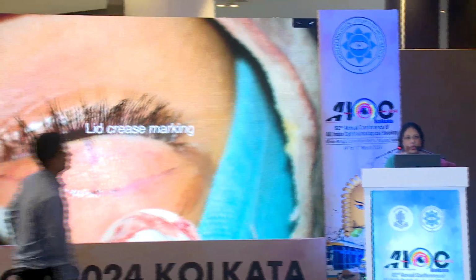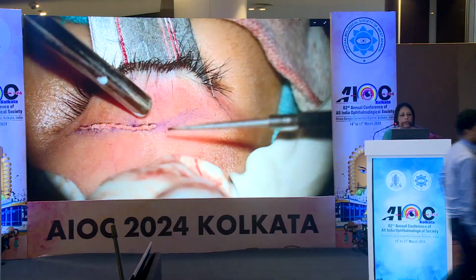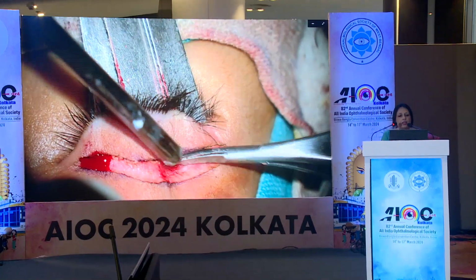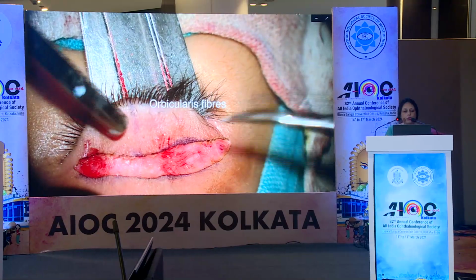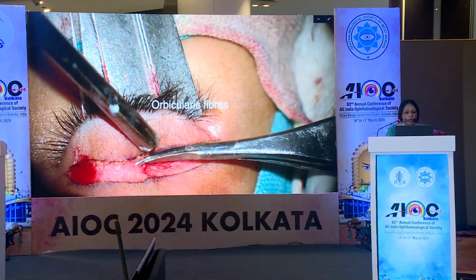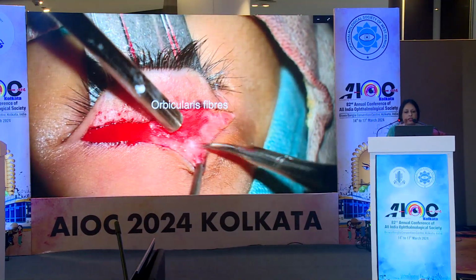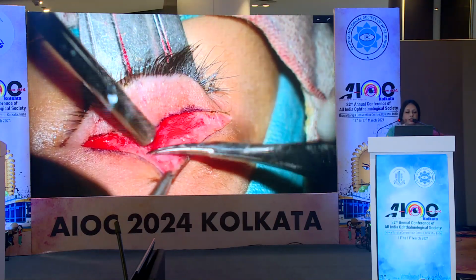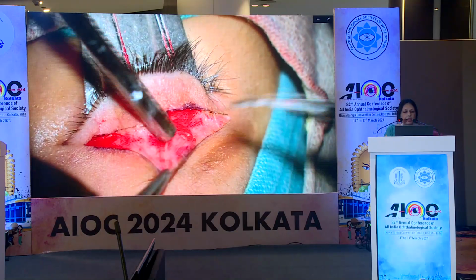The first thing you need to do for any levator resection or any of these procedures is a central marking, so that you know where your highest point has to be placed. Then the lid crease incision: you can use the other lid as a guide, or, usually in females, it's about 8 millimeter if you don't have a very good lid crease. So this is the orbicularis and the LPS being separated.